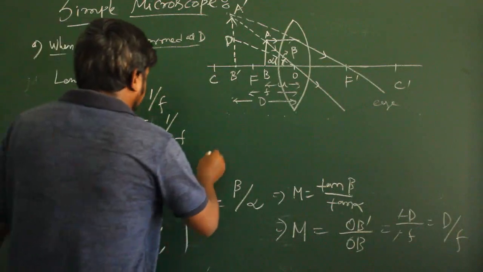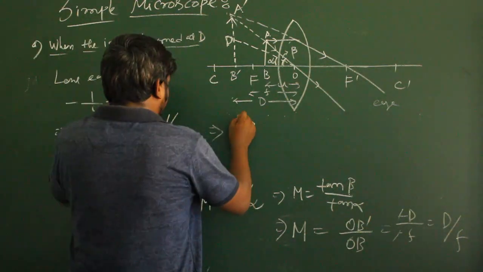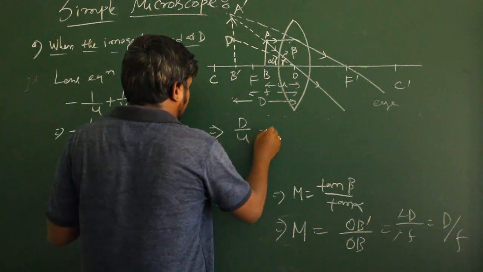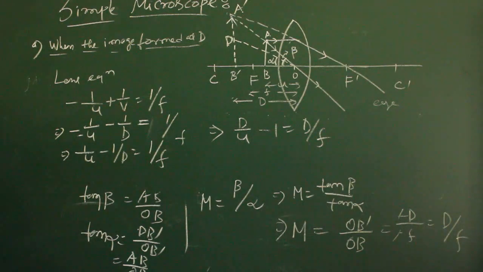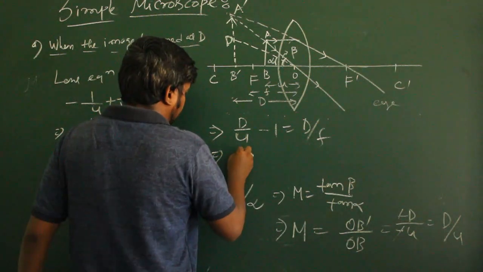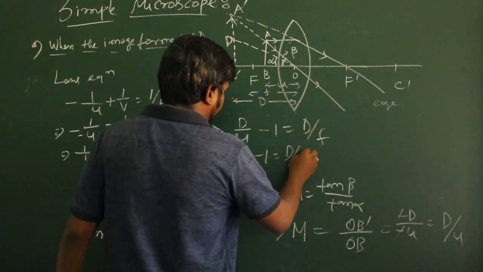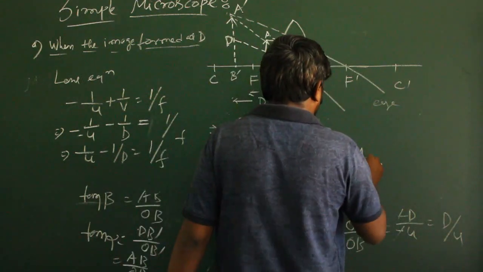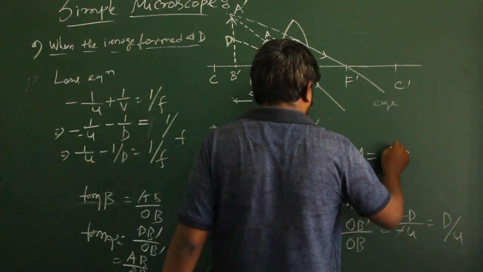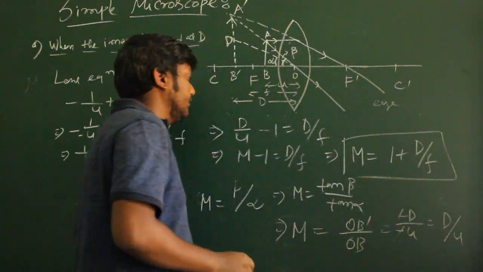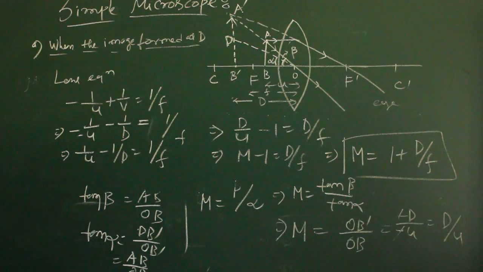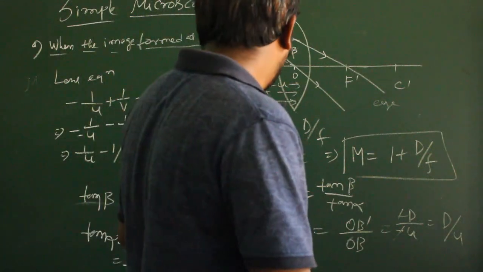That implies d by u minus 1 equals d by f. Okay, it will be m minus 1 equals d by f. So m will be equal to 1 plus d by f. So it is the magnification due to a simple microscope when the image is formed at the least distance of distinct vision.